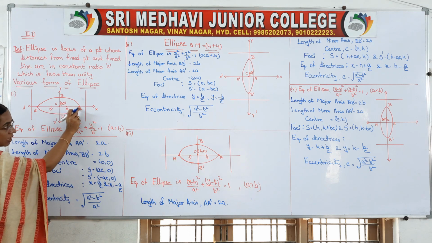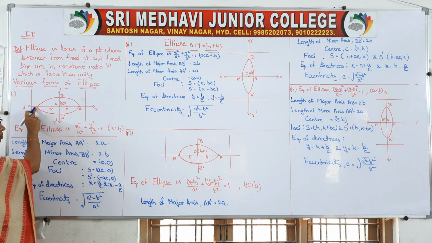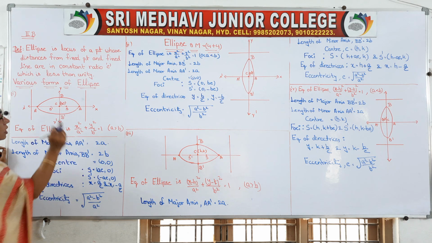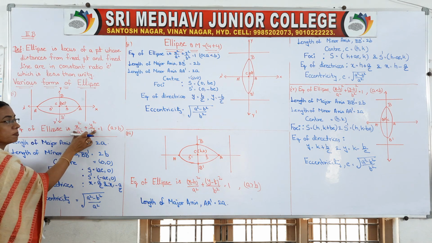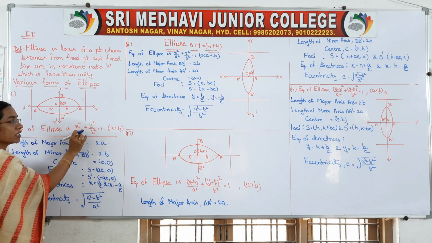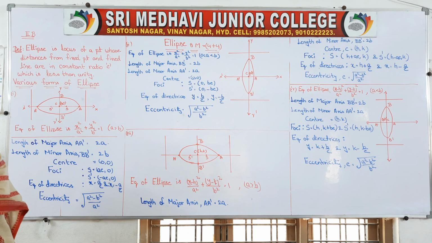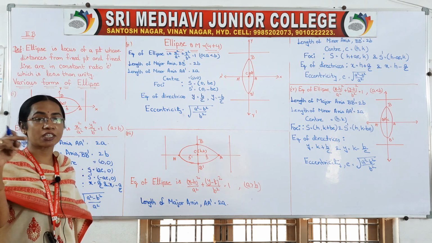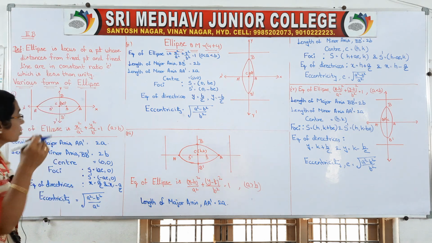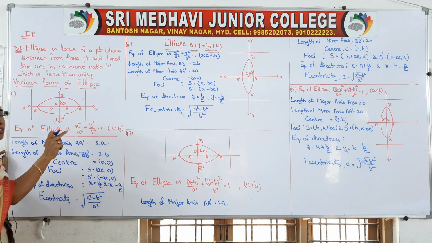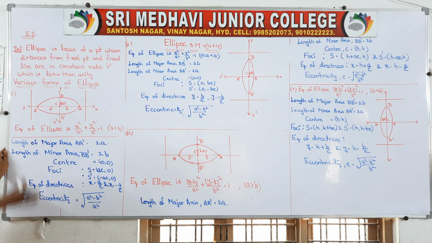From the center to this side, a distance, and to the other side a distance, so A to A dash it is 2a. The standard form of the ellipse equation is x square by a square plus y square by b square is equal to 1. In parabola, what is the standard form? Y square is equal to 4ax. Here in ellipse the standard equation is x square by a square plus y square by b square is equal to 1.